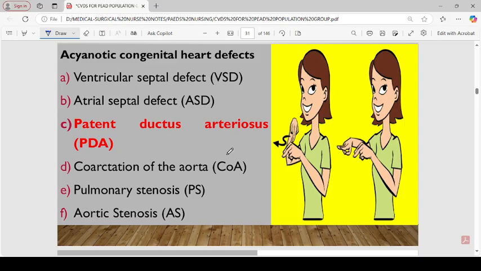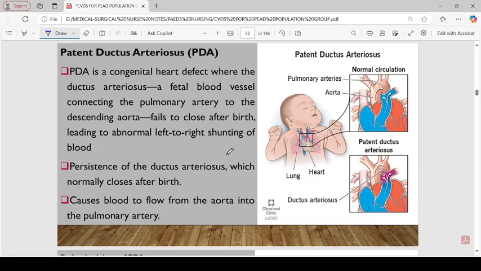The third condition under the acyanotic congenital heart disorders is the patent ductus arteriosus, abbreviated as PDA. PDA is a congenital heart defect where the ductus arteriosus, remember, this is a fetal blood vessel that normally connects the pulmonary artery to the descending aorta, right? So in patent ductus arteriosus, this vessel fails to close after birth, and this leads to abnormal left to right shunting of blood. So instead of blood going directly to the body via the aorta, it goes back to the pulmonary artery, right?